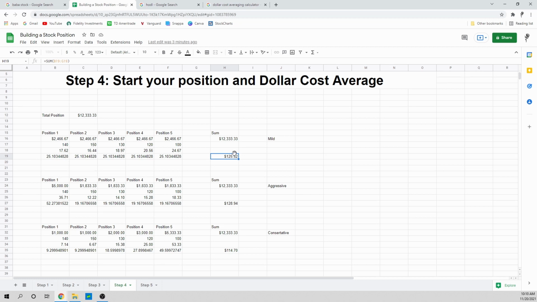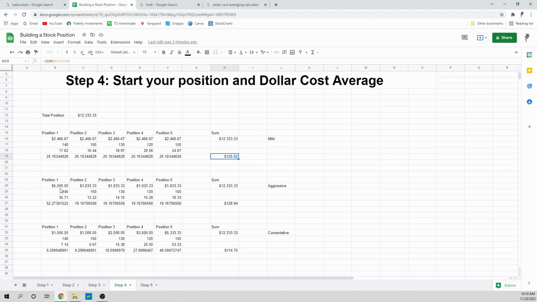So you can see it's better than building out your entire position at one time, because your cost basis then would be at 140, whereas with this scenario you'd be at 125 for this mild example. For aggressive, what we've done is build out the position really quickly. So we want to build it out and we want to start a position.